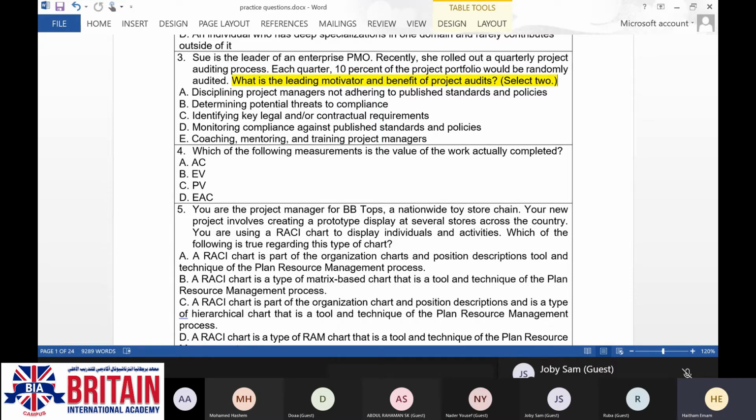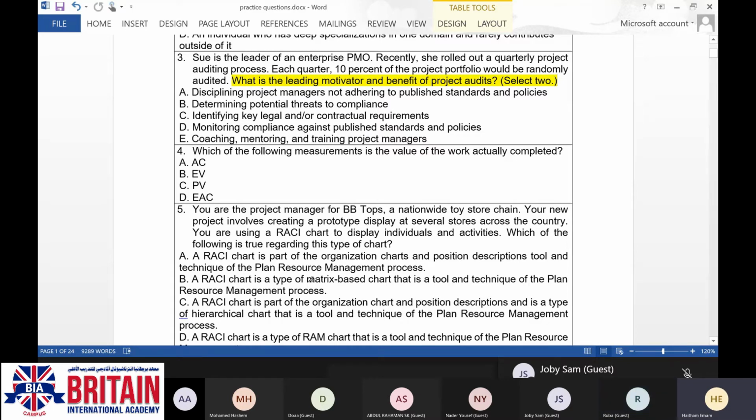Again, back to the explanation. We were saying that it is part of the organization structure, and it is used inside the resource management plan. You get the difference or no? Yes, yes. Is it clear for you now? Yes. Okay.